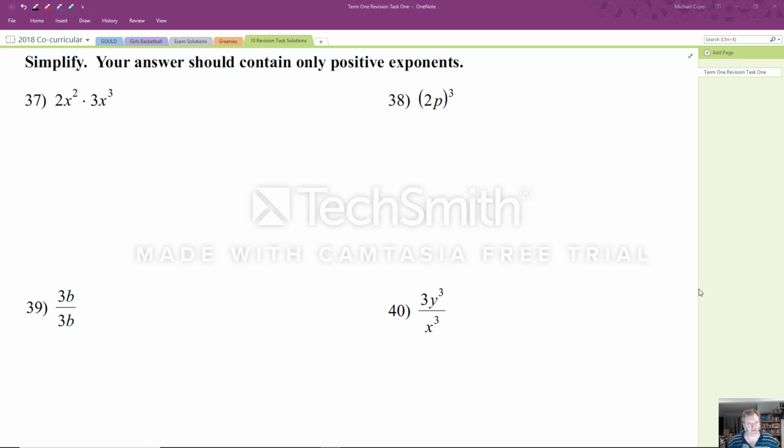Rightio, part 4, here we come. Let's see what we're doing now. Simplify. Your answer should only contain positive exponents. Well, this isn't too bad, is it?